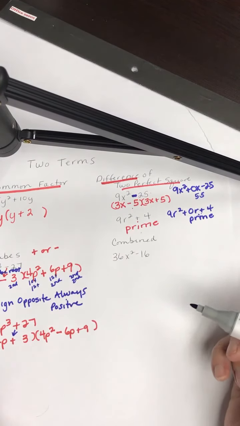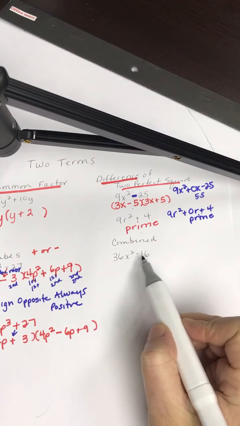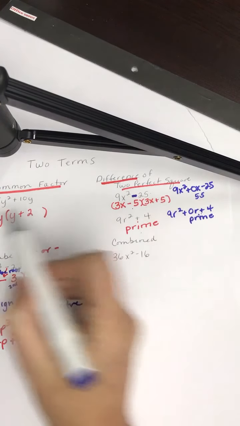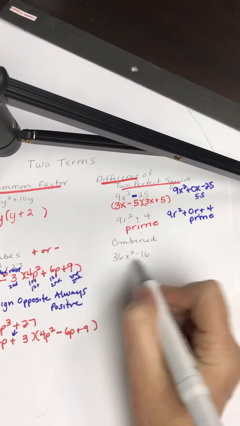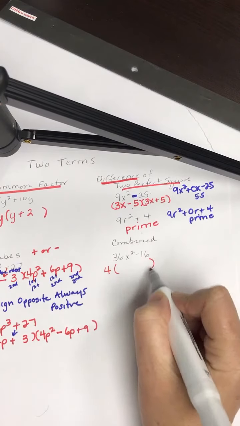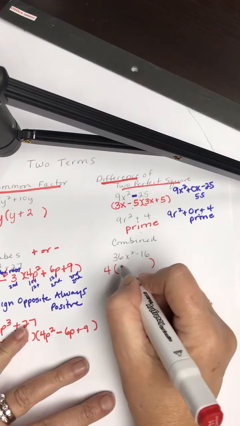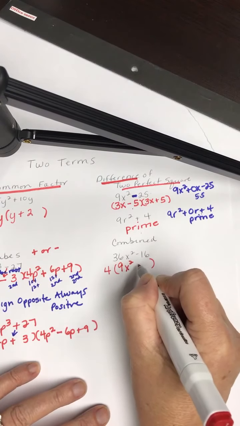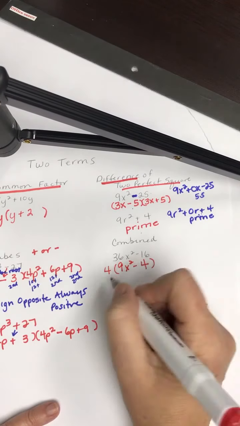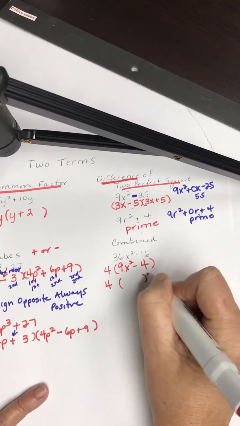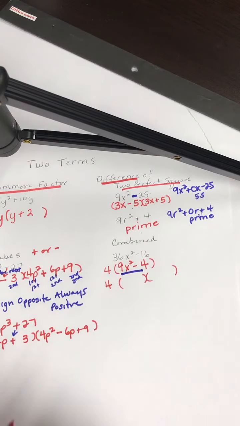And then the last one is what I like to call one that's combined, where we've got a 36x squared minus 16. It is the difference of two perfect squares, but remember step 1 is always, does it have a common factor? And if you notice this one, you could take out a 4 out of both of those. So we'd have to say 36 divided by 4 is 9x squared. 16 divided by 4 is 4. So again, you always want to take out your common factor, and then you can factor what's left right here as the difference of two perfect squares.